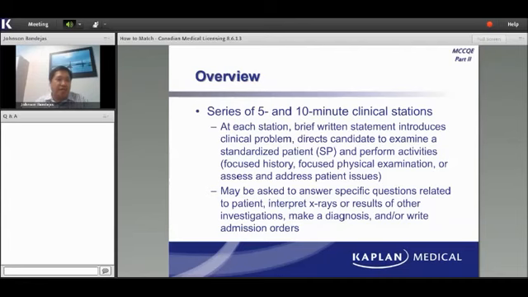Now, each station will be either a 5-minute or a 10-minute clinical station, and you are going to have a brief written clinical problem, and then candidates will have interaction with a standardized patient to examine or sometimes obtain a focused history or assess and address the patient's issues. Also, a candidate may be asked to answer specific questions related to the patient, make a diagnosis, write admission orders, or sometimes interpret x-rays.